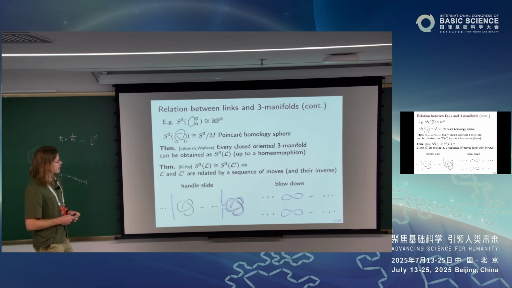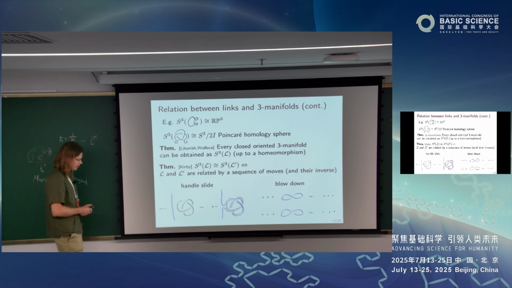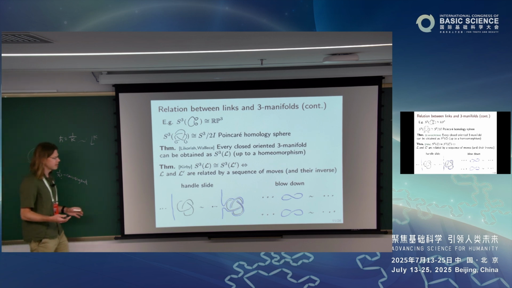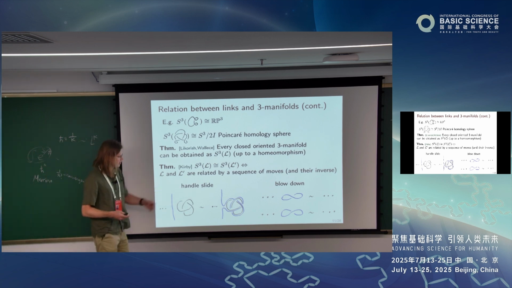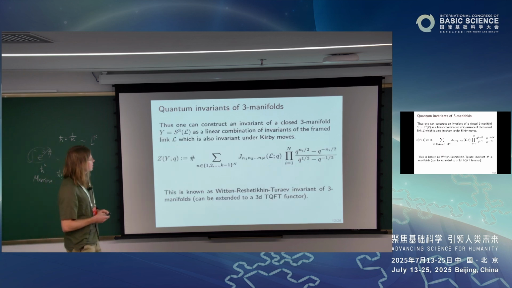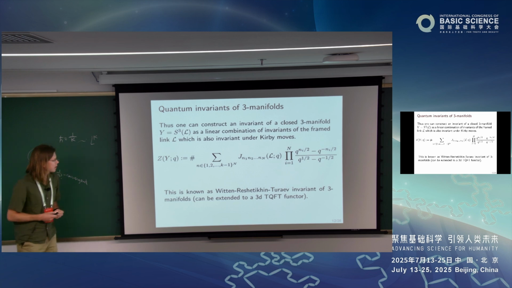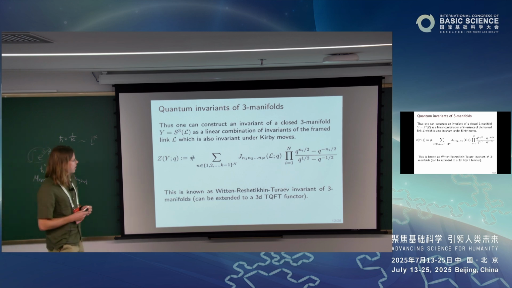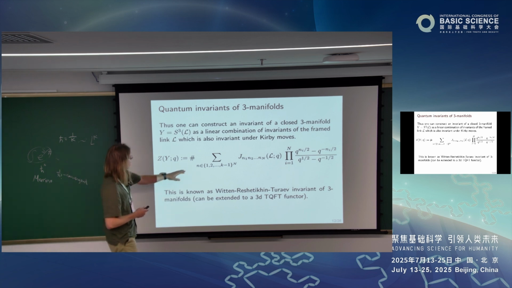So using these kinds of statements, one way to define invariants of closed three-manifolds is as a linear combination of invariants of links, which are also invariant under these Kirby moves. And this is basically what was done by Reshetikhin and Turaev. So this linear combination is the following.